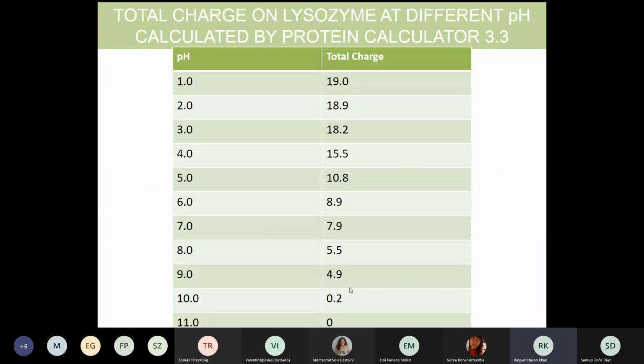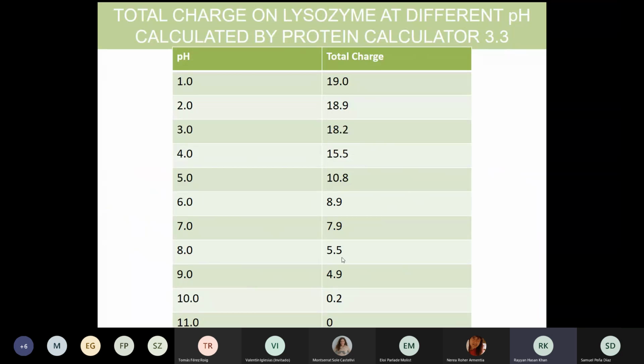The charge on the protein was calculated by Protein Calculator 3.3. Here you feed the amino acid sequence to the computer, give different pH values, and you can determine the charge on the protein. Near the isoelectric point, the charge is around 0. As we go below the pI, the charge on the protein increases.